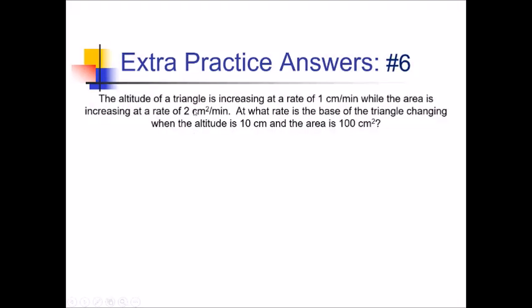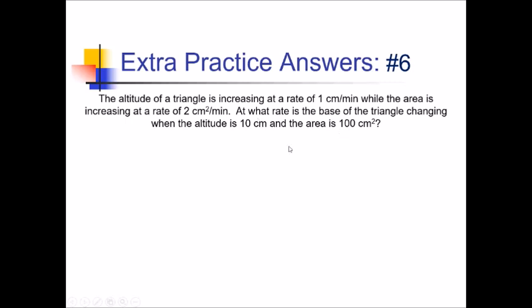On this one, altitude of a triangle is increasing at a certain rate, and the area is increasing at a different rate. So we already got more than one rate involved. It's probably a related rates problem. We want to know at what rate is the base of the triangle changing given an altitude of 10 centimeters and an area of 100 square centimeters.